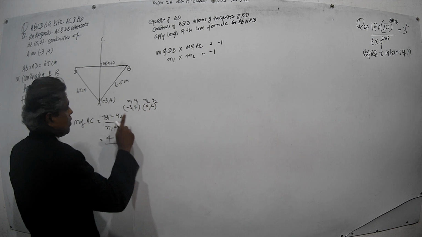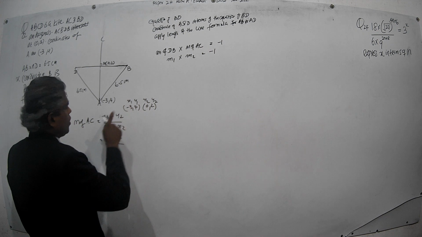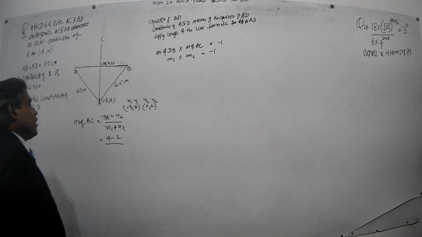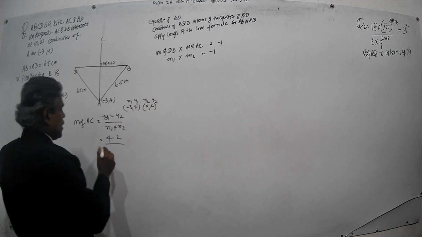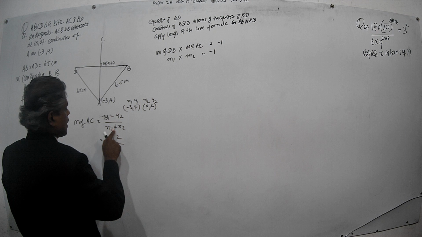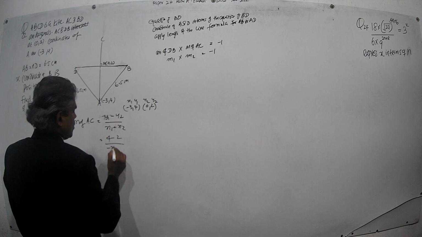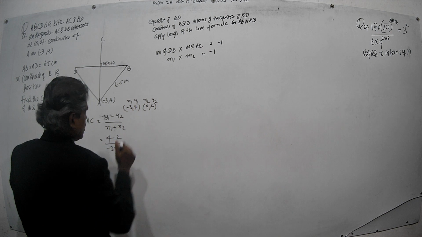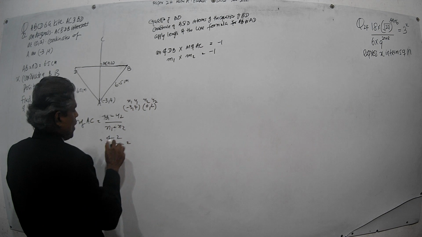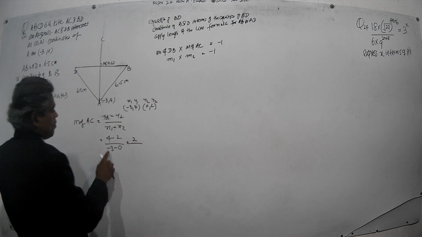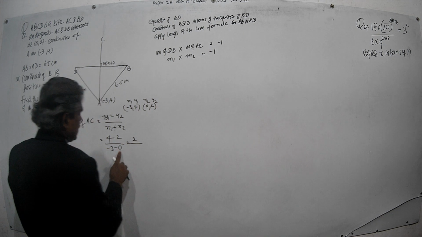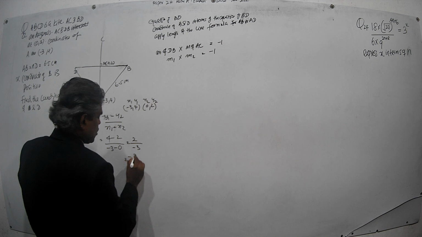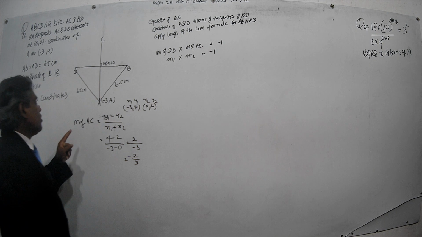Y1 is 4, then this minus sign, then y2 is 2, and we substitute. Then x1 is -3, then this minus sign comes, and x2 is 0. Then 4 minus 2 is 2, and -3 minus 0 is -3 itself. So this equals -2 over 3. That is the gradient of AC.